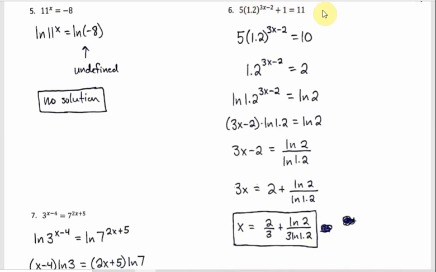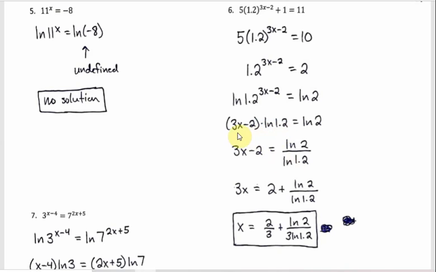So the first thing I did was I said, well, if I subtract 1 from both sides, that'll fix this problem. So, right, that's what you get when you subtract 1 from both sides. Then I don't want this coefficient of 5 here either. So if you divide both sides by 5, you end up here. And now you got the thing that you want. Because here, if you take the natural log of both sides, you can bring that power out front. So here it is. I took the natural log of both sides, brought the 3x minus 2 out front, and then I just divided by the natural log of 1.2.